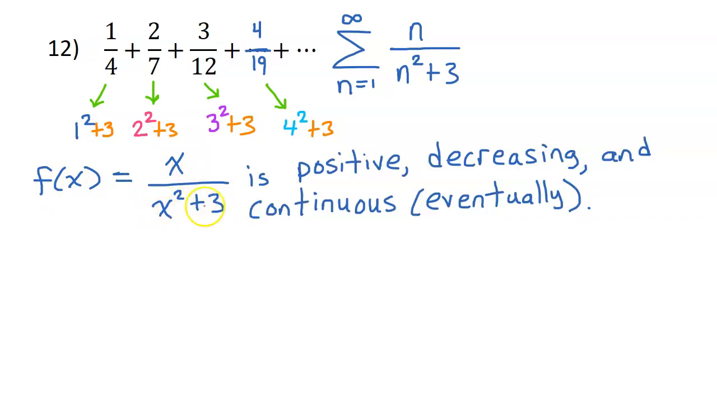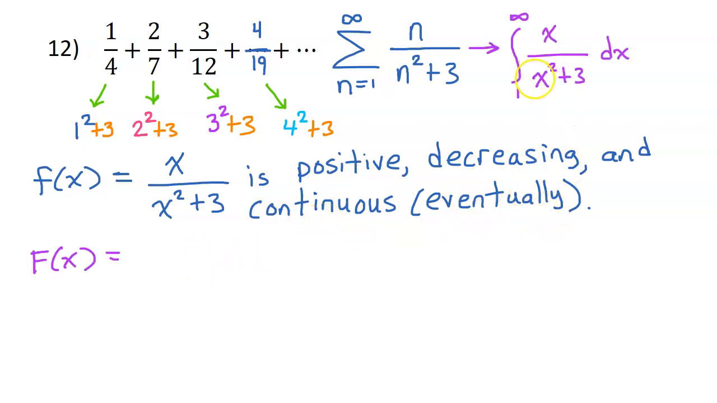F of x is always continuous because x squared plus 3 is never 0. There's no vertical asymptote. And for values of x greater than 0, f of x is positive and decreasing. So we can say that f of x is positive, decreasing, and continuous eventually. We are building up to evaluating the improper integral from 1 to infinity of f of x dx. But first we need to find the antiderivative, capital F of x, of f of x.